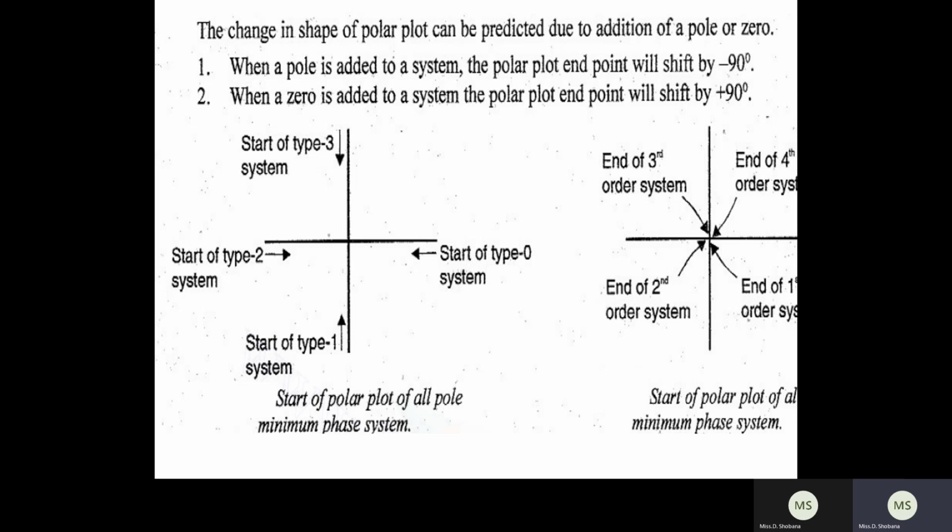So for minus 90, the magnitude becomes 0. That will be the end point, and the starting point will be where the magnitude is 1 and the phase angle is 0. So the curve is drawn like this. Similarly, you can draw it for all the other transfer functions.